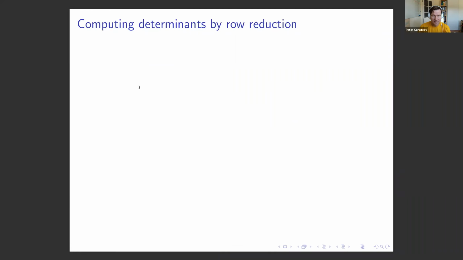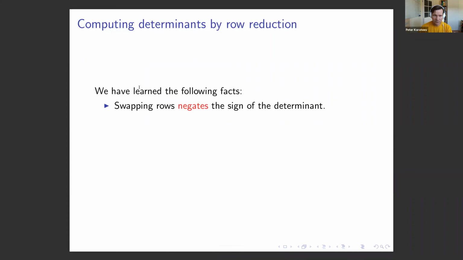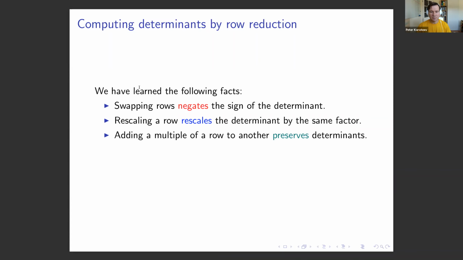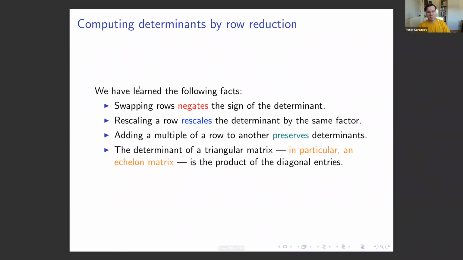Okay, now let's talk about computing the determinant by row reduction. We have learned the following facts. Swapping rows negates the sign of the determinant. Rescaling a row rescales the determinant by the same factor. Adding a multiple of a row to another does not change the determinant. The determinant of a triangular matrix, in particular an echelon matrix, is the product of the diagonal entries.